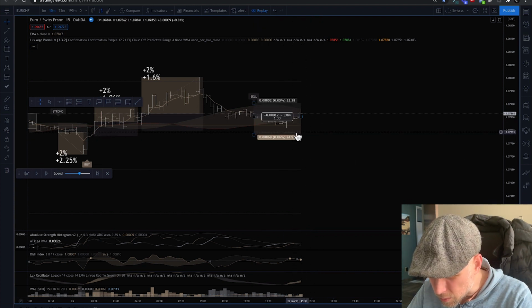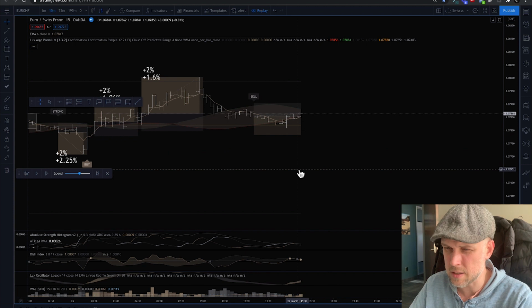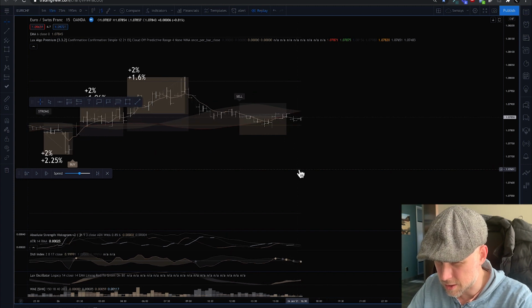On this crossing here, was it? 1, 2, no, it's just here. So that's an early exit. So you make money when you do that. Well, unless of course it decides to go down.